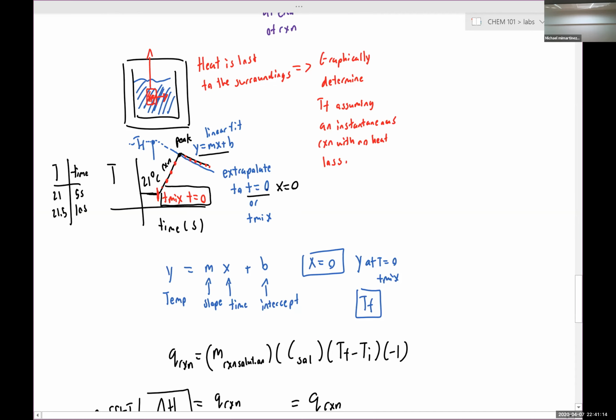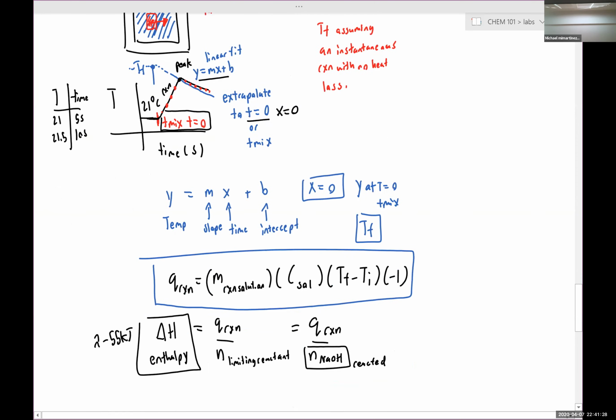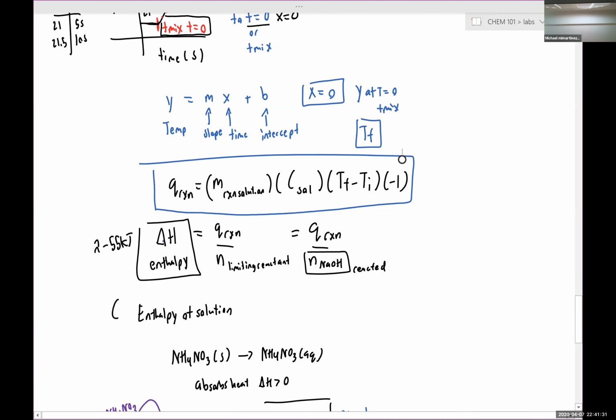And once you have your data, if you're working on the graphs, I'm more than welcome to help and look over your graphs. Once you have the T final from your graph, you're just going to plug it in to your equation for the heat of reaction. Finally, you'll calculate the enthalpy, which is the heat of reaction per mole of material, by taking the heat of reaction over the moles of sodium hydroxide that react.